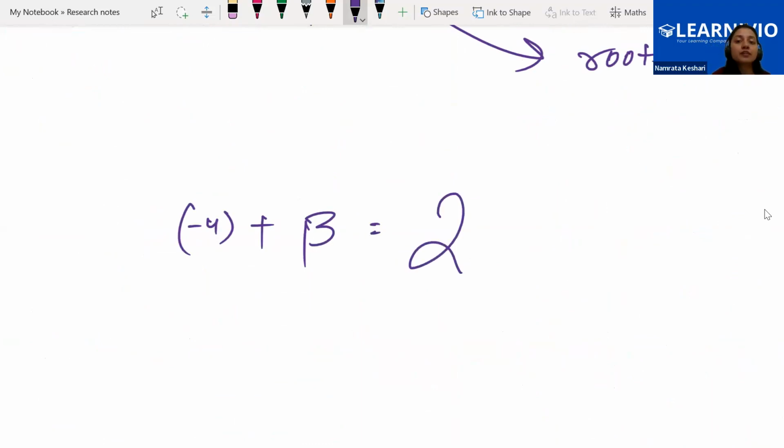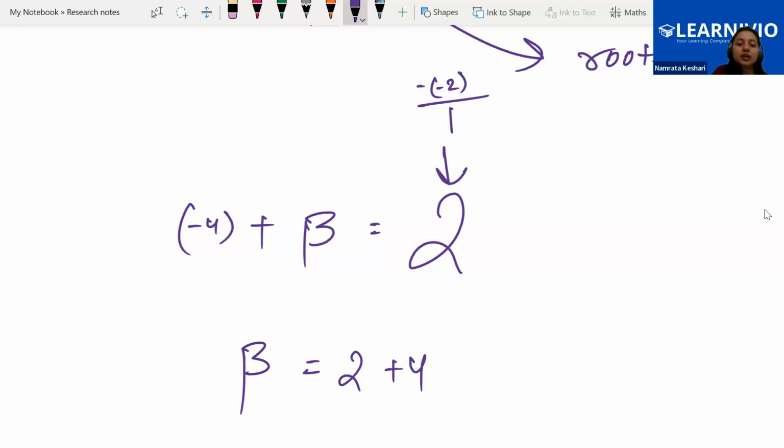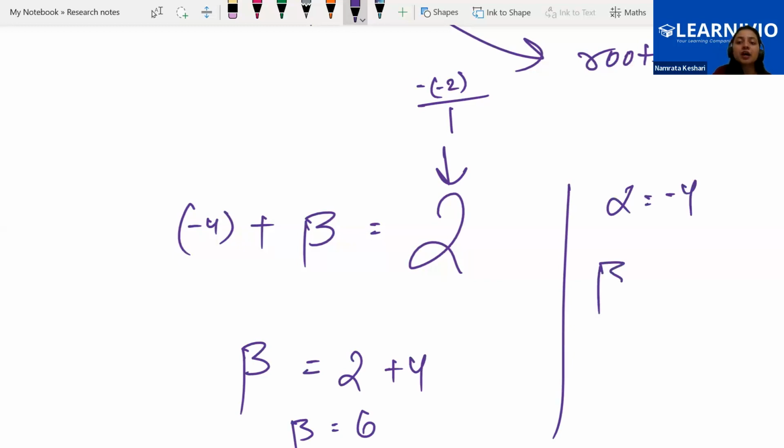Where did we get 2 from? When we did minus of minus 2 by 1, we ended up getting 2, the sum of the roots. One root is given in the question, minus 4. Beta we can get from here by solving the equation, 2 plus 4, that is beta is equal to 6. One root was already given in the question. Another root we have found by using the sum of the roots formula.